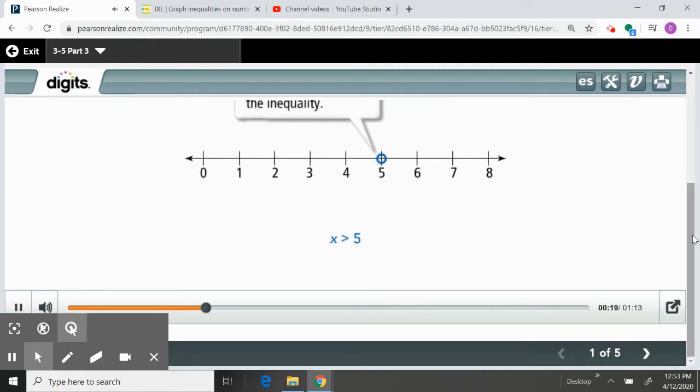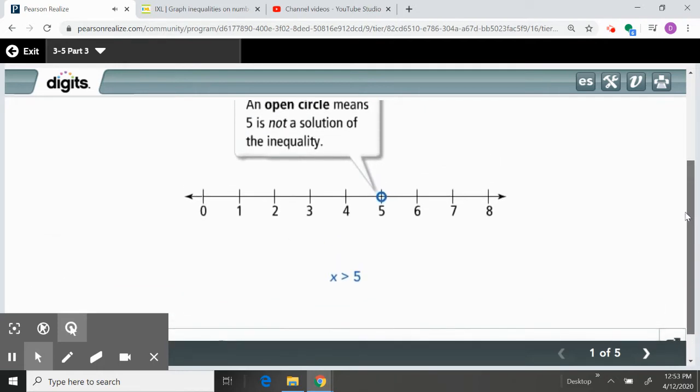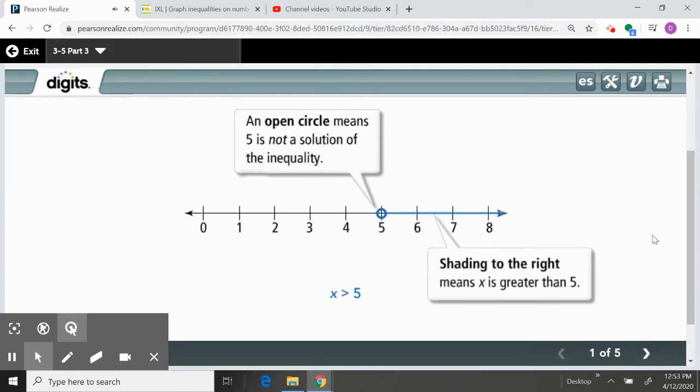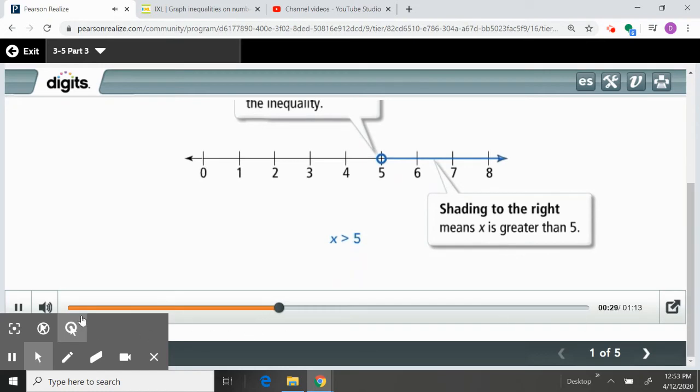Open circle means 5 is not a solution of the inequality. Shading to the right means x is greater than 5. So the values of x that lie in the shaded area are the solutions of the inequality. X is greater than 5.